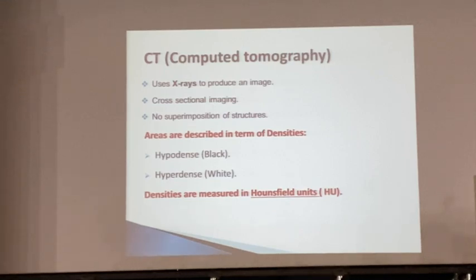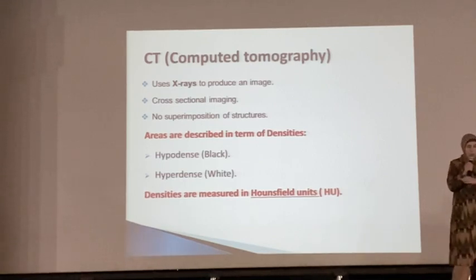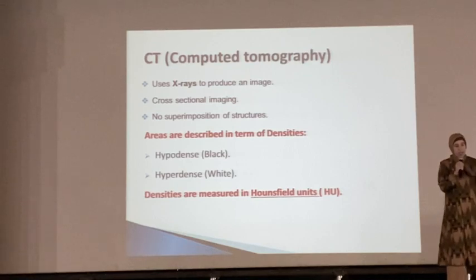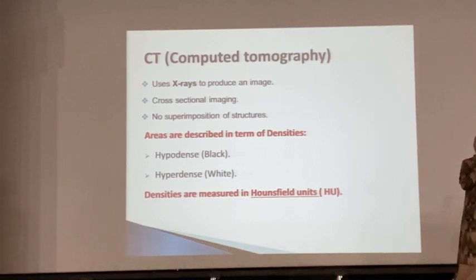The body anatomy and the pathology are described in terms of densities in computed tomography. If it is dark, it is called hypodense. If it is white, it is called hyperdense. Just like the X-ray, it is a matter of attenuation of the X-ray by our body parts. But this is computerized, okay? It is controlled by a computer and software to detect the attenuation in terms of Hounsfield units.